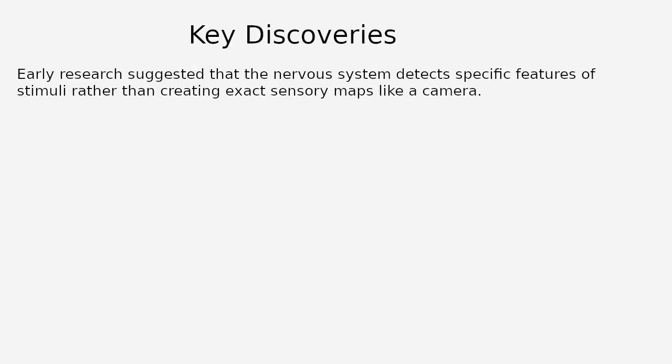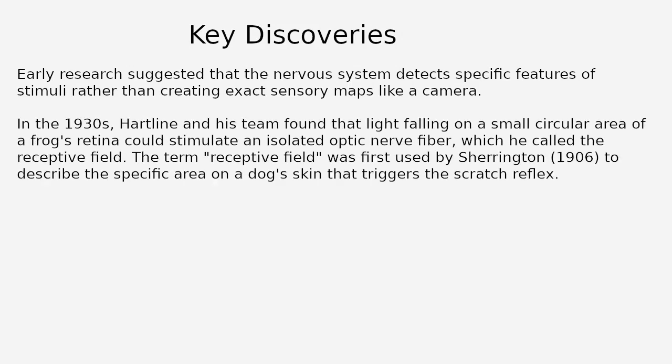Early research suggested that the nervous system detects specific features of stimuli rather than creating exact sensory maps like a camera. This understanding influenced the development of CNNs, mirroring the biological principles of information processing in the brain. In the 1930s, Hartline and his team found that light falling on a small circular area of a frog's retina could stimulate an isolated optic nerve fiber, which he called the receptive field.